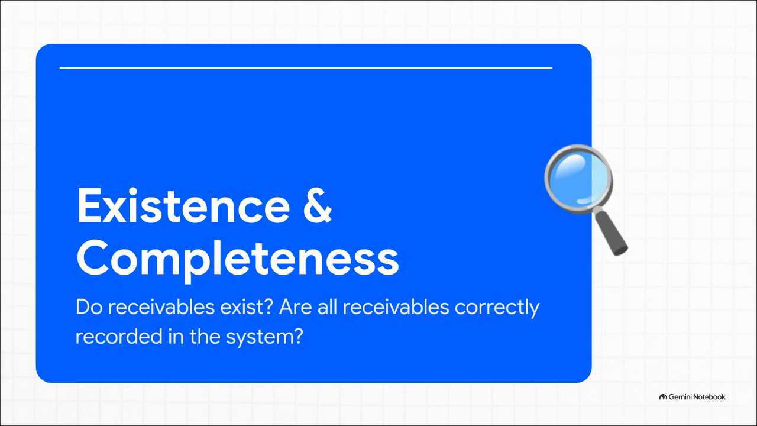We aren't just looking at a spreadsheet here. We want to see the shipping documents and the signed contracts. Second, completeness. Are all receivables recorded? For instance, if you physically shipped a pallet of goods out of the warehouse on December 31st, you have to ensure that specific receivable is actually captured in that same year's books.